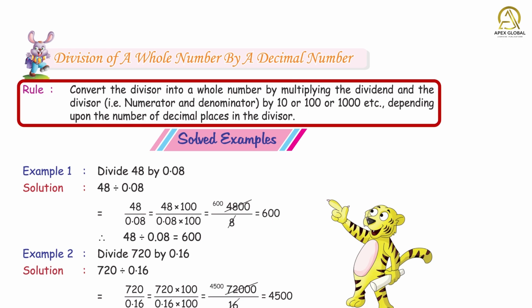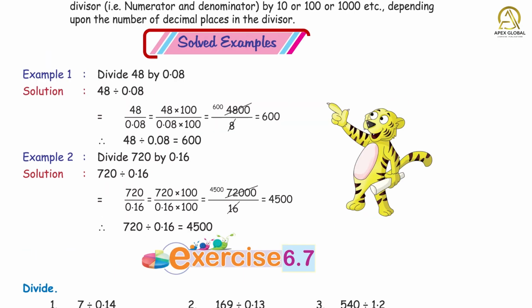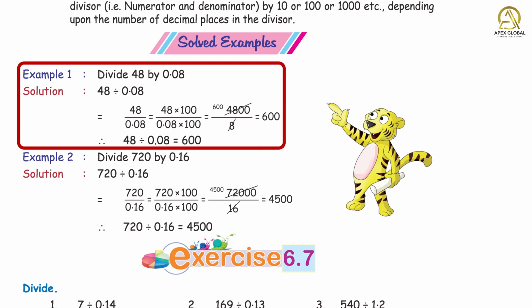Division of a whole number by a decimal number. Rule: convert the divisor into a whole number by multiplying the dividend and the divisor, numerator and denominator, by 10 or 100 or 1000, etc., depending upon the number of decimal places in the divisor. Solved example. Example 1. Divide 48 by 0.08. Solution: 48 divided by 0.08 equals 48 upon 0.08, which equals 48 into 100 upon 0.08 into 100, which equals 4800 upon 8, which equals 600. So 48 divided by 0.08 equals 600.